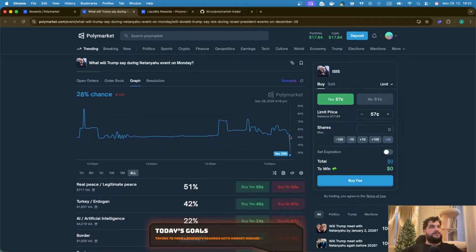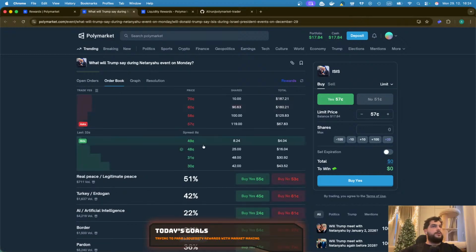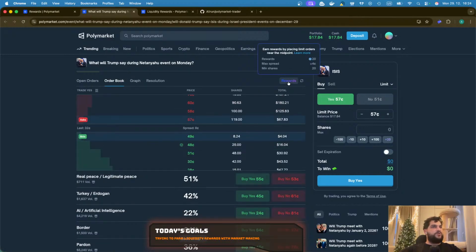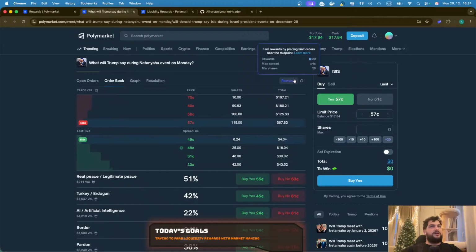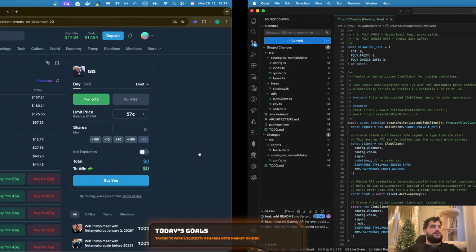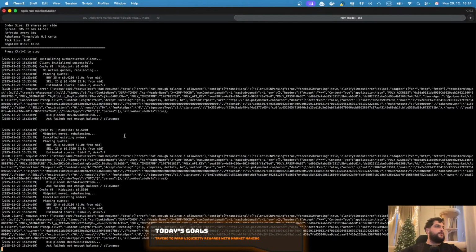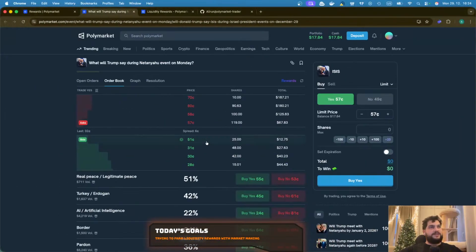It just dropped just now as we were working on it. Interesting. And we are here, and if we look at the rewards, we are not getting any. Why? Okay, so now our bot replaced. The midpoint moved, rebalancing, cancelled existing orders. Yeah, you can see now our order moved closer to the spread, and now we are getting the rewards.